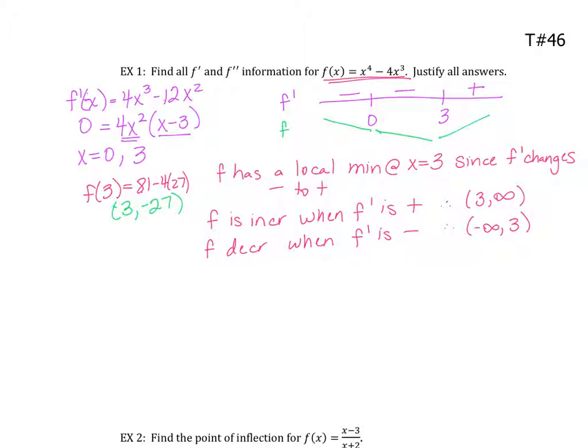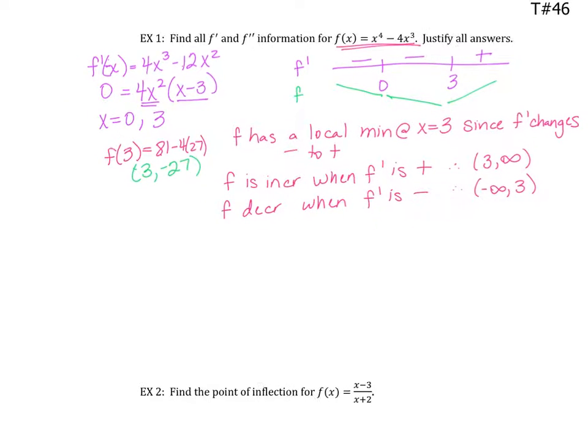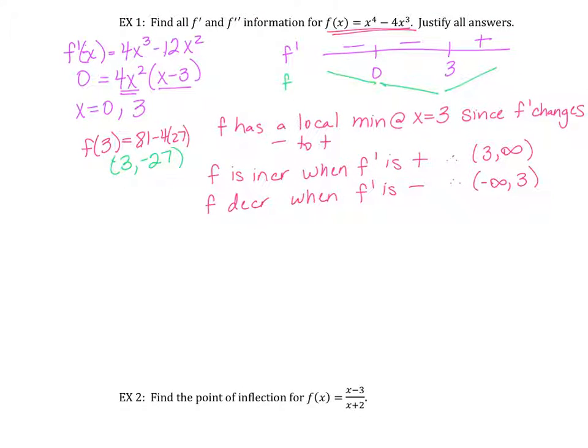Okay, so that's the first derivative. Now, here's the new part. I'm going to go through that same process, but I'm going to find the second derivative. Now, it's easier on the second derivative. I'm certainly going to look here and not have to do the product rule. I would get 12x squared minus 24x.